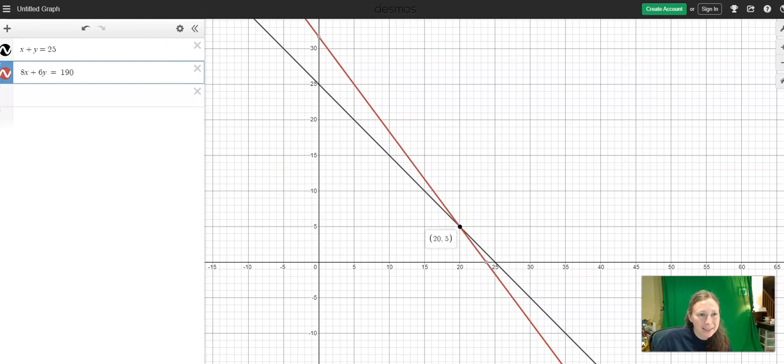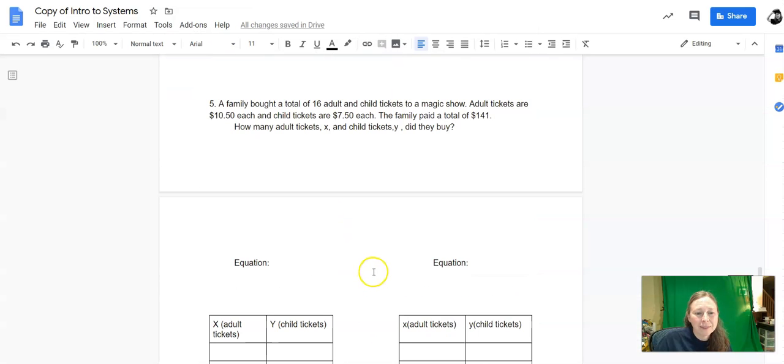Okay? Next one down. So a family bought a total of 16 adult and child tickets to a magic show. Adult tickets are $10.50 and child tickets are $7.50, and the family paid a total of $141. So again, I see two situations and two sets of constraints here. The first is the total number of tickets. x plus y must add up to 16. So we'll write that as one of our constraints.